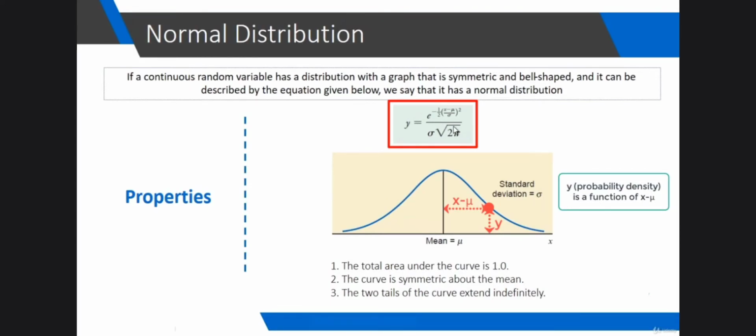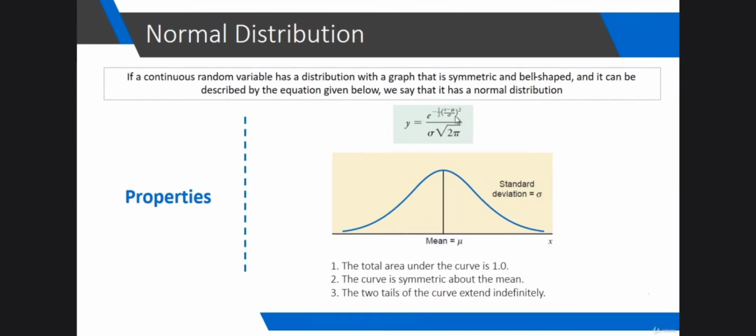We don't need to remember this formula. Just notice that the height y, which is the probability density at any point, is a function of the distance of that particular value from the mean. So x minus mu, the distance from the mean, determines the probability density at any particular point.